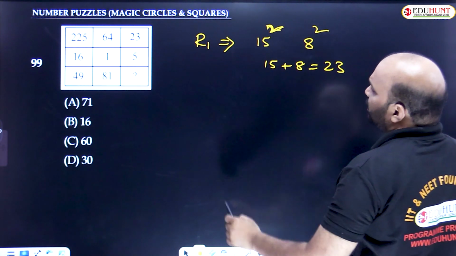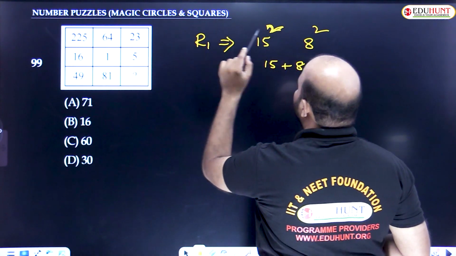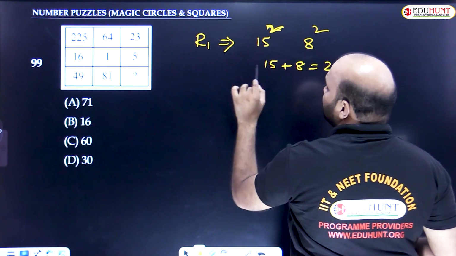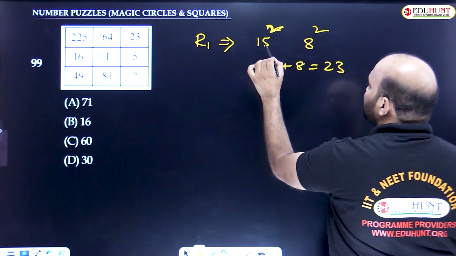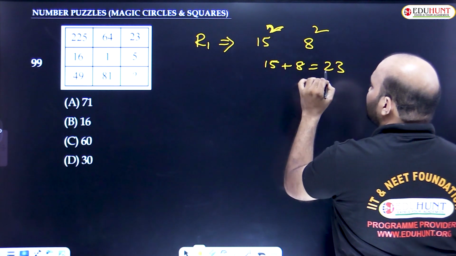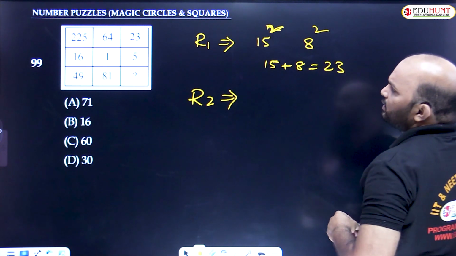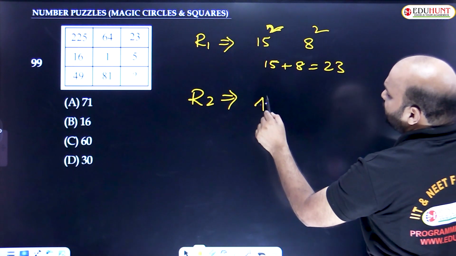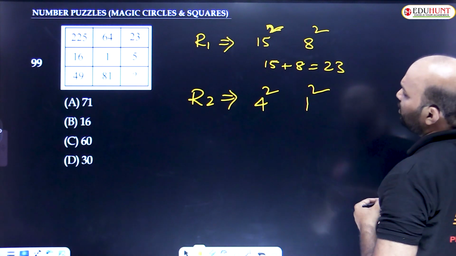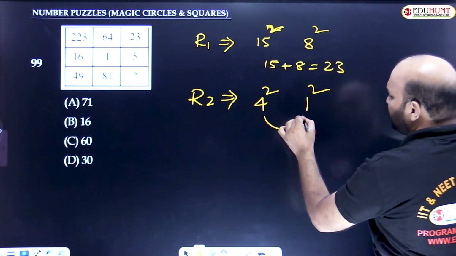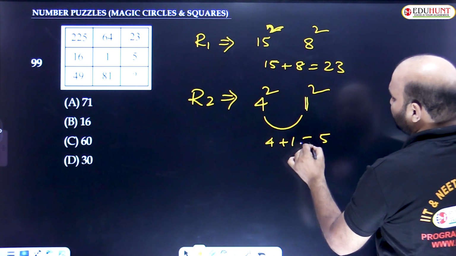Okay? So the first number I have taken, 225, is the square of 15, and the second number, 64, is the square of 8. The third number 23 is given, but how do we get 23? Base values 15 plus 8 equals 23. That is the row 2 clue, and the same rule applies in row 2. So 16 is the square of 4, and 1 is the square of 1, clear? How will we get 5? Using base values, 4 plus 1 equals 5.